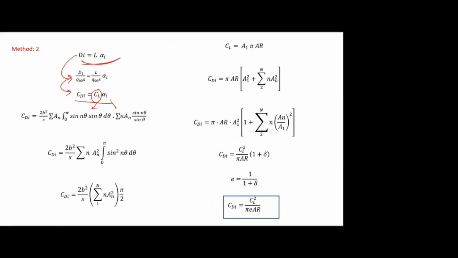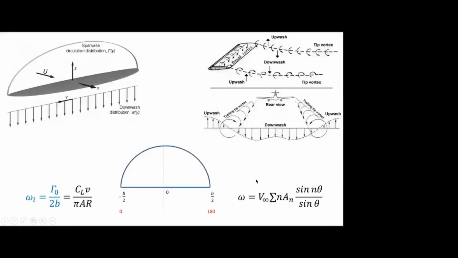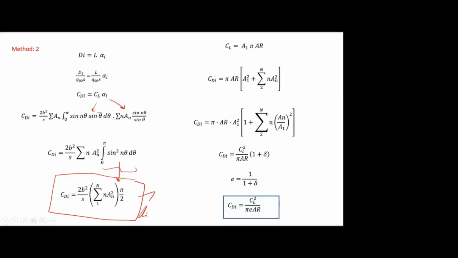Okay, and alpha I also in terms of theta we found it. So alpha I is equal to Wi by V infinity, that means summation n an sine n theta by sine theta. So those two terms I am substituting here. Now again simplify, sine theta by sine theta. It will be integral sine square n theta. The solution is pi by 2. Now this is our CDI. Okay, so CL in terms of theta, I have taken straight away. Alpha I also I have taken. Simply simplify. This is our final CDI.